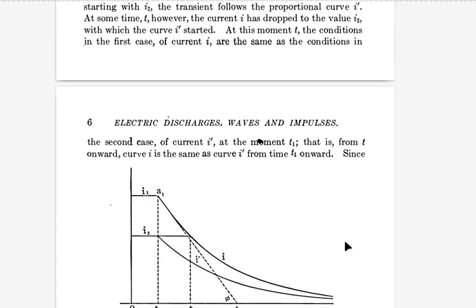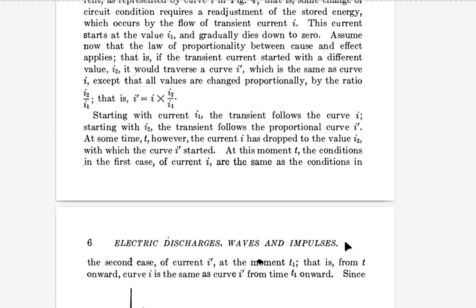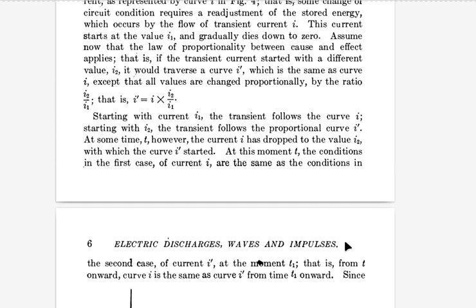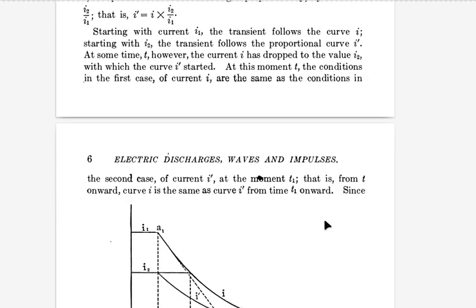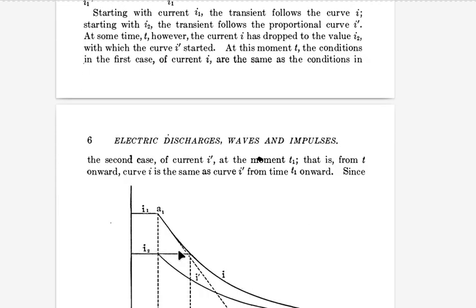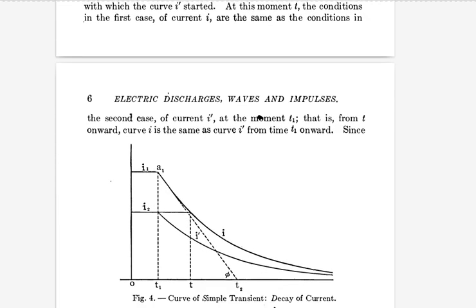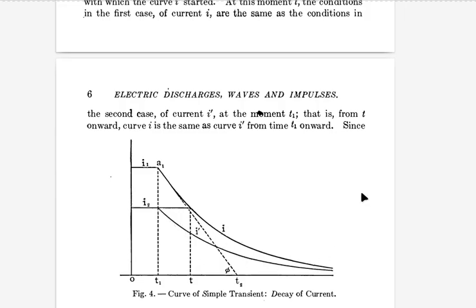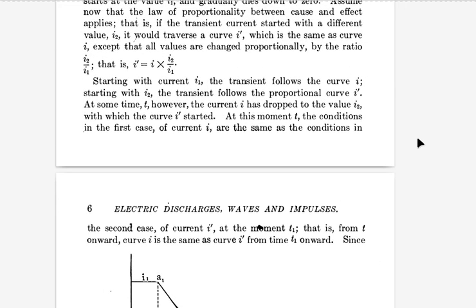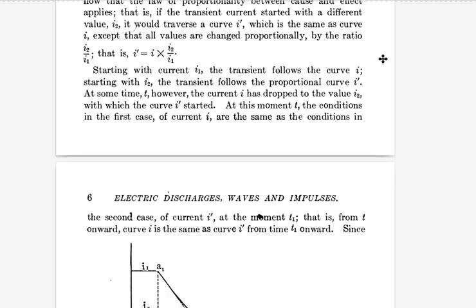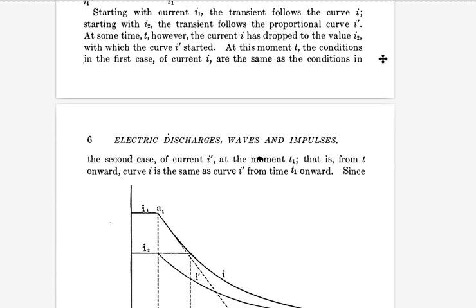Assume now that the law of proportionality between cause and effect applies. That is, if the transient current started with a different value I2 it would traverse a curve I', which is the same as curve I, except that all values are changed proportionally by the ratio I2 to I1. That is, I' equals I times I2 over I1. Starting with current I1, the transient follows the curve I. Starting with I2, the transient follows the proportional curve I'.